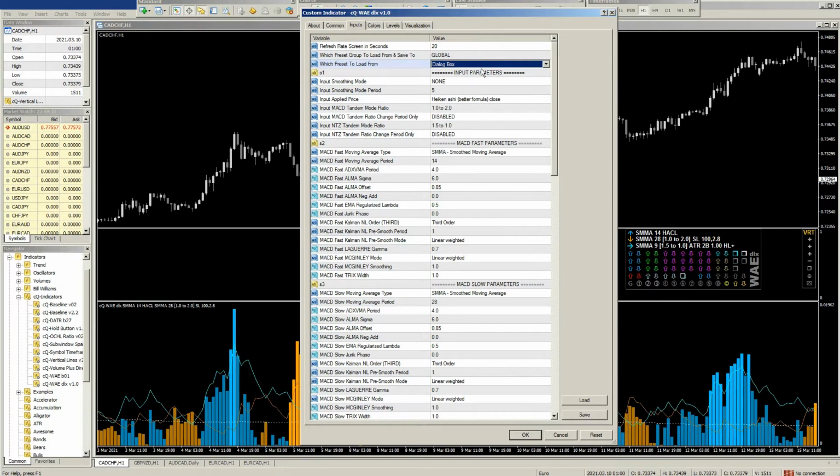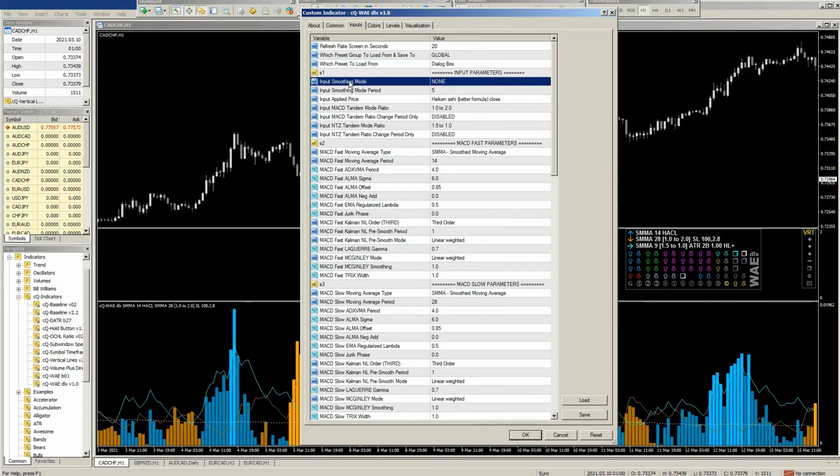The next setting is where are you going to get the preset from? You can use the dialog box here, and every time you load it, it will load these settings. Or you can select any one of the 10 presets so that when you load MT4, it will load that preset. And this is where you can change that.